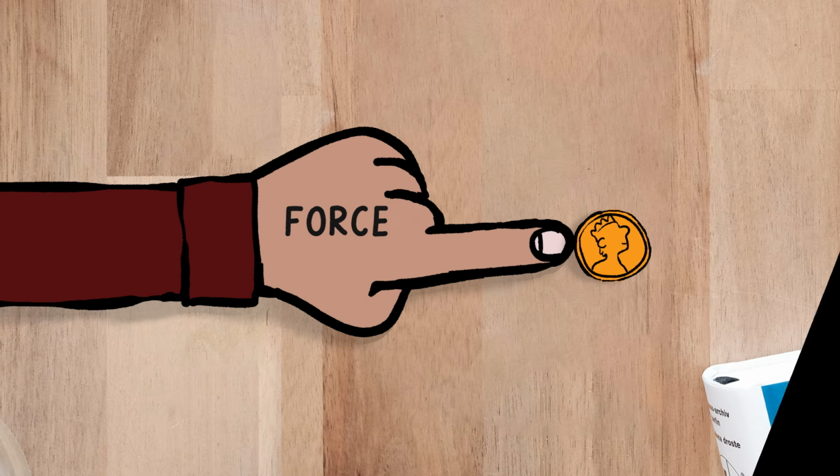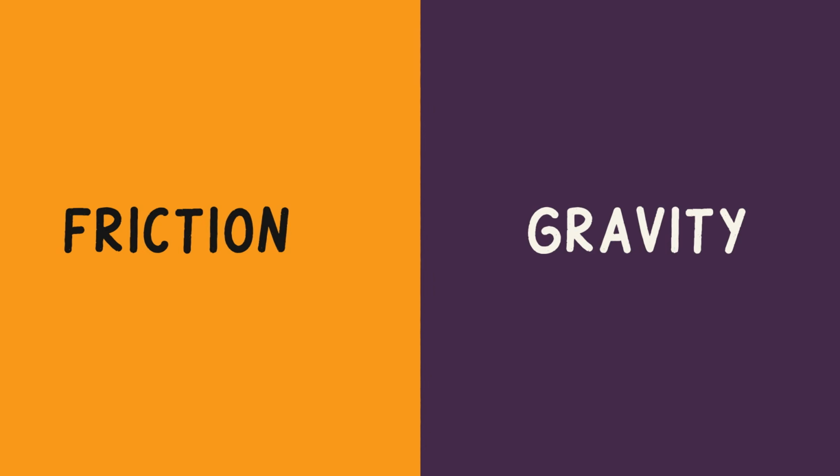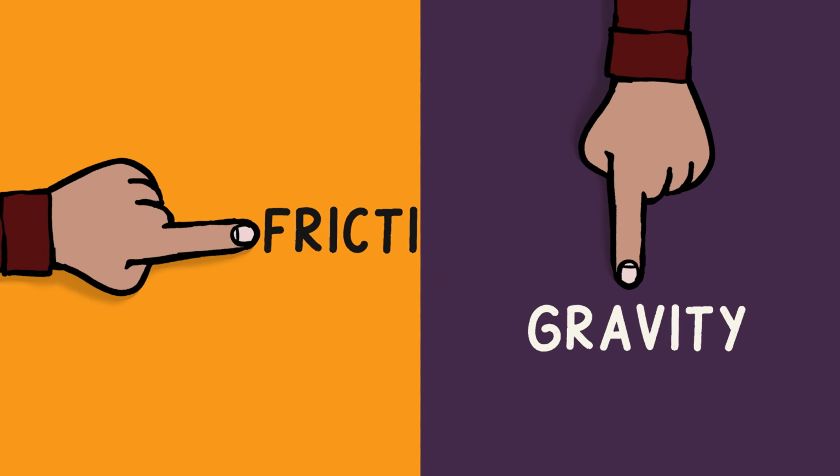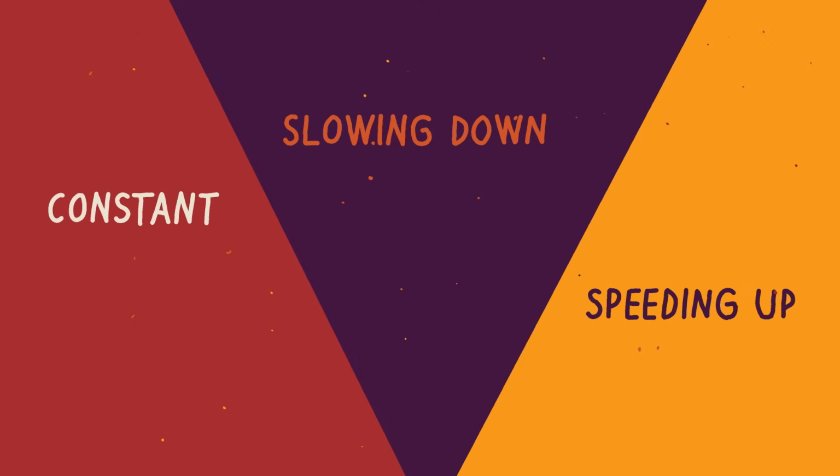Some forces aren't things we can see easily, things like friction or gravity. But if it helps, you can think of them just like the finger in this example. They push against an object in a particular direction. Okay, let's get back to those three options.